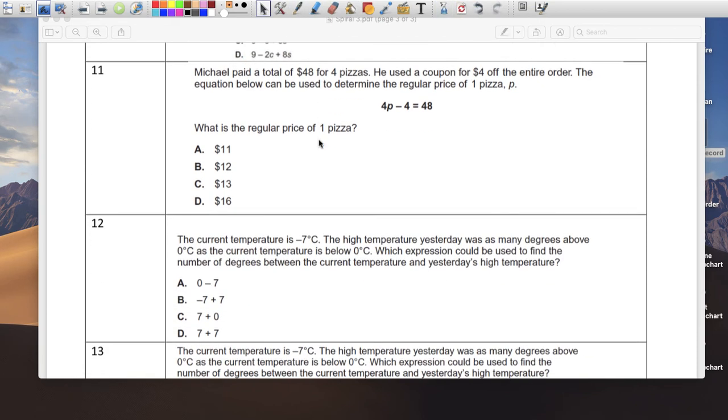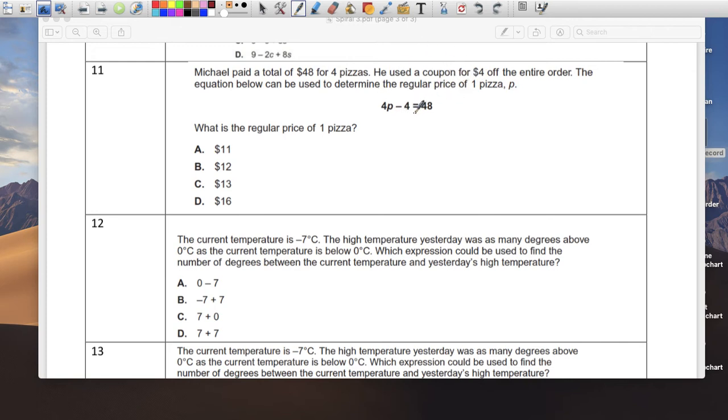11. Michael paid a total of $48 for 4 pizzas. He used a coupon for $4 for the entire order. The equation below can be used to determine the regular price of pizza. What's the regular price of one pizza?